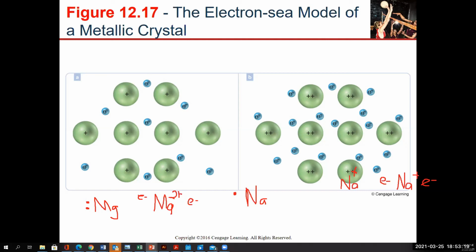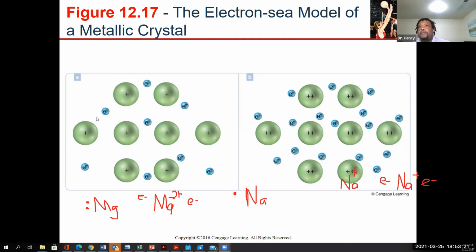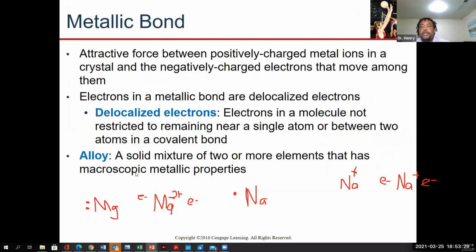So let me go back. The last thing I want to talk about are alloys. So alloys are basically mixtures of two or more elements to make a metal that has a new metallic property, right? And all it is, it's doing exactly the same thing where these metals are delocalizing their electrons, but now we're putting different metals in there.